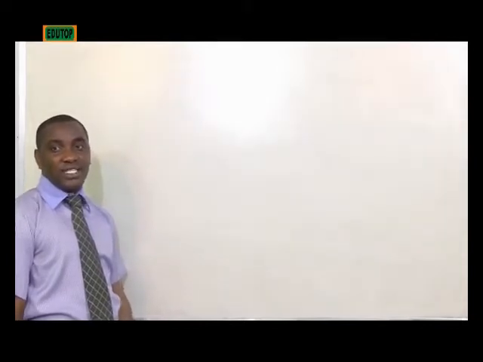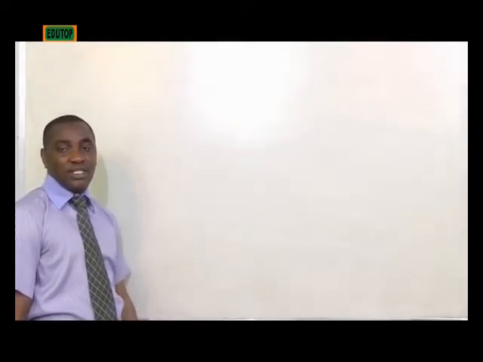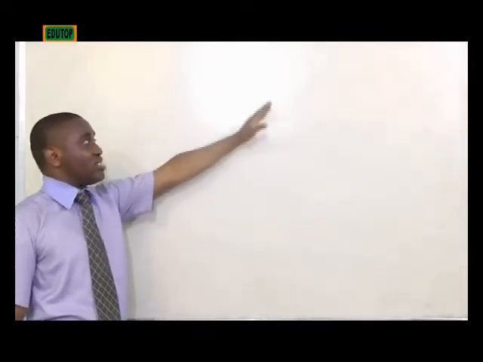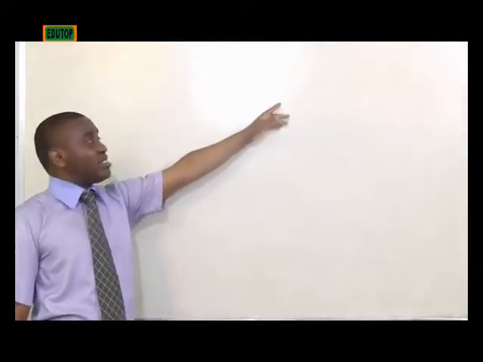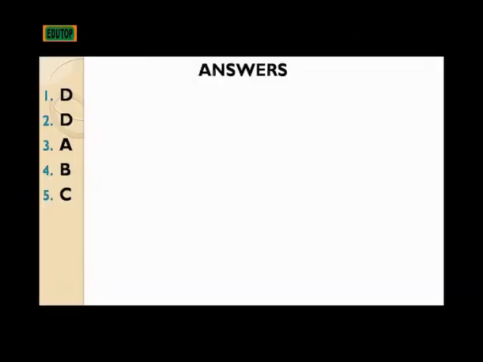The first question says that at the highest level of total utility, marginal utility is what? Marginal utility is 0, which makes option D the correct answer.